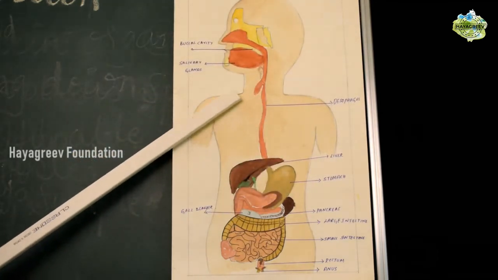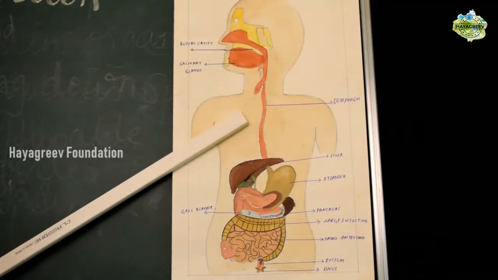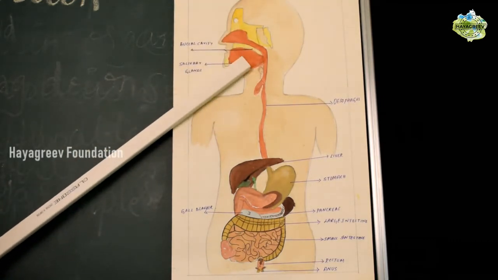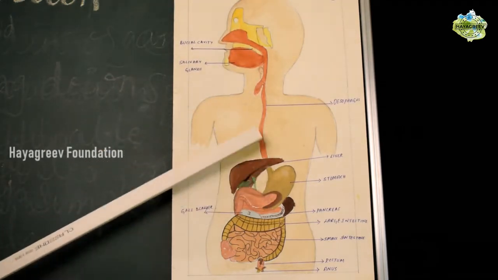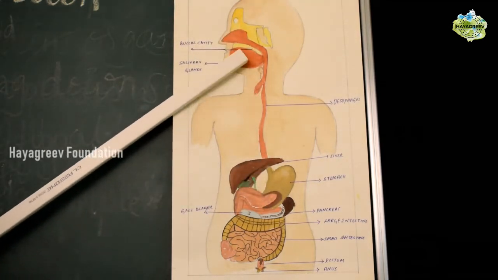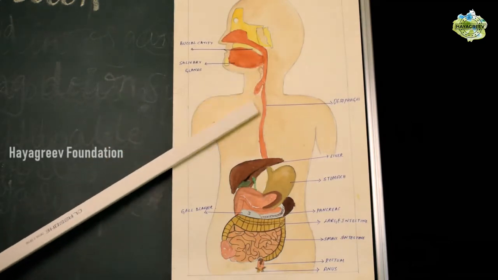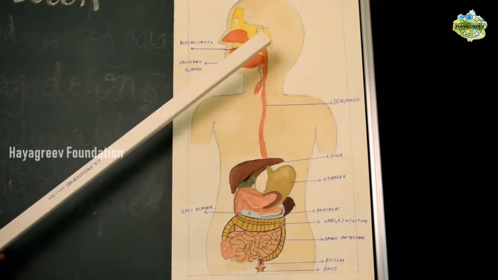The esophagus doesn't have any digestive function but just acts as a passage for the chewed food from the buccal cavity to the stomach here. Why is there no digestion? Because there are no digestive enzymes secreted in this long tube which is the esophagus.